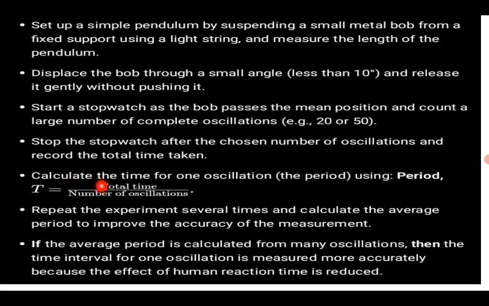So you calculate the time for one oscillation, which is called the period, using the formula: period is equal to total time divided by number of oscillations. Repeat the experiment several times and calculate the average period to improve the accuracy of the measurement. So if the average period is calculated from many oscillations, then the time interval of one oscillation is measured more accurately using the pendulum.